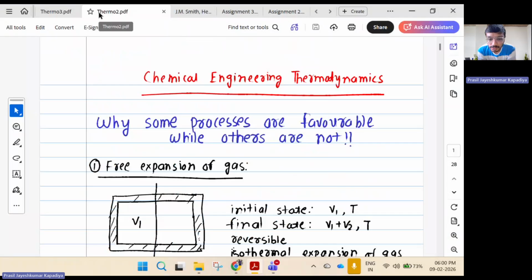Okay, so good evening, everyone. In today's session, we are going to look at PVT behavior of real gases. So, before going for PVT behavior of real gases, let's first have a look at what we had looked at last class.